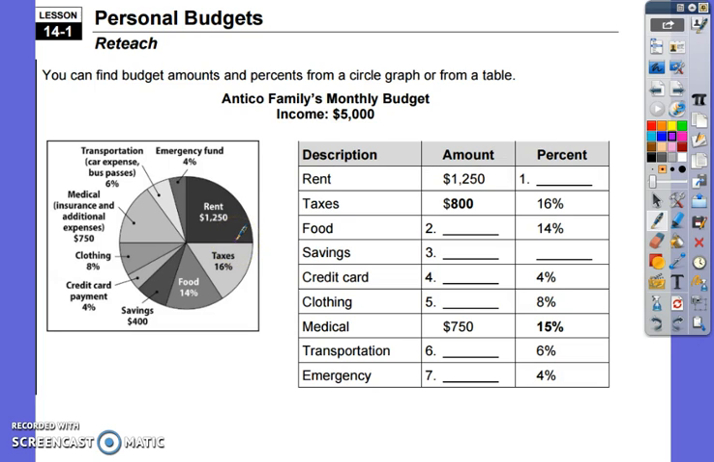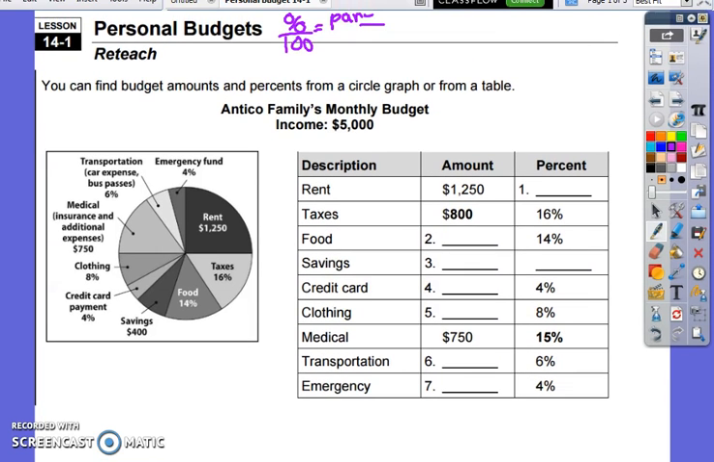So what we're going to want to do is fill in this table. We need to remember when we work with percents, we always want to remember that we have percent over 100 equals part over whole. So for the first part, we have rent.